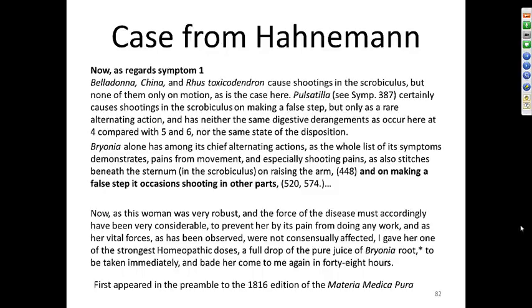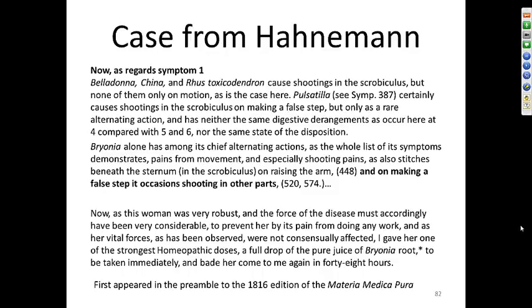And then he says, now as this woman was very robust, and the force of the disease must accordingly have been very considerable to prevent her by its pain from doing any work, and as her vital forces, it has been observed, were not consensually affected, I gave her one of the strongest homeopathic doses, a full drop of the pure juice of Bryonia root, this is very toxic, to be taken immediately, and bade her come meet me again in 48 hours.